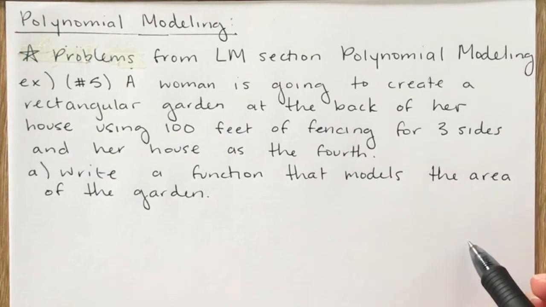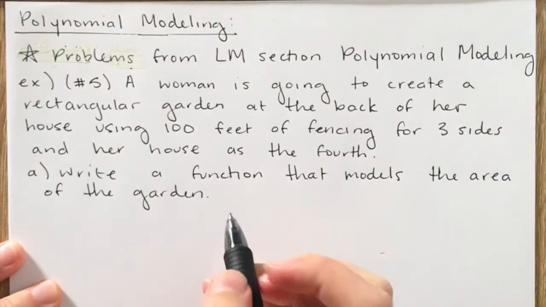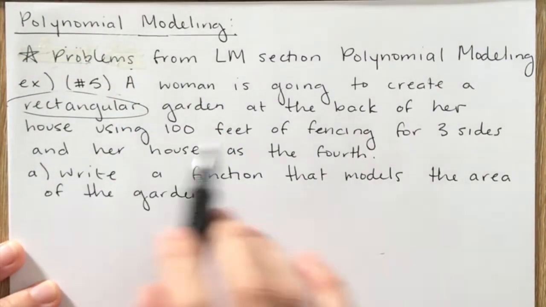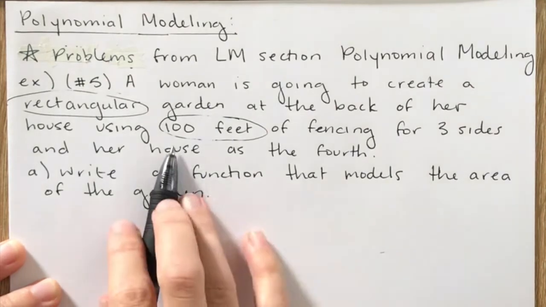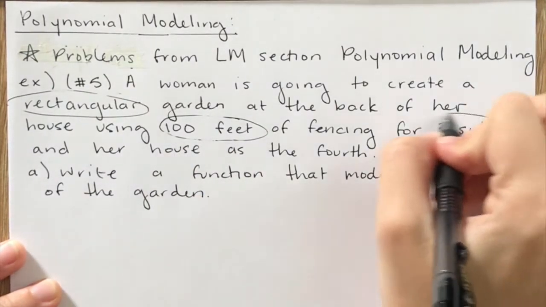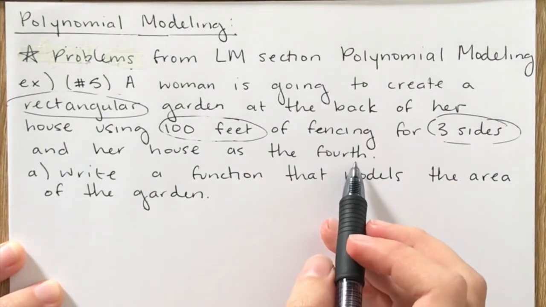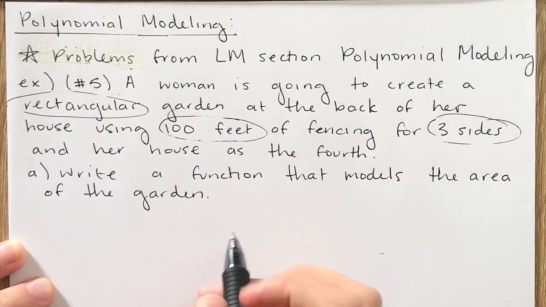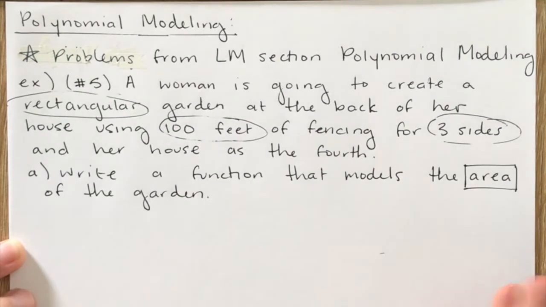So the first thing we want to do is to identify the things that we're going to need to solve this problem, right? There's a lot of information that we're given. What do we need to know? So definitely important that we have a rectangular garden, right? So we're going to be dealing with a rectangle. Also very important that we have 100 feet of fencing. And that 100 feet of fencing is going to cover 3 sides, right? And then we have the house as the 4th. So we don't need it for the 4th. Then what are we looking to do? We are looking to model the area of the garden. That's all of the information that we need to look for.